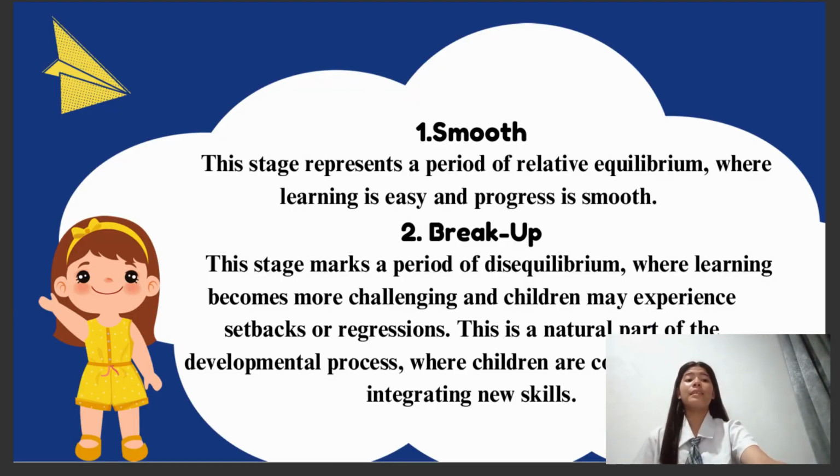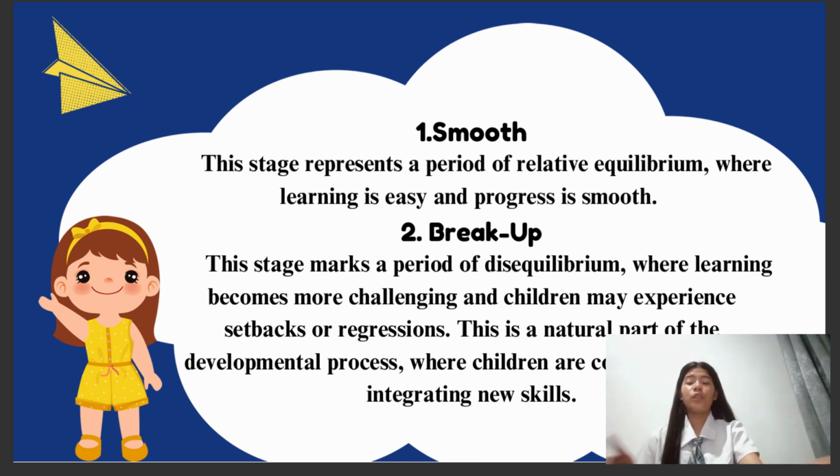First is smooth. Smooth is a stage that represents a period of relative equilibrium where learning and progress is smooth. From the word equilibrium, nababalance ng isang bata o children yung kanilang body actions o kanilang learnings. Smooth is a piece of stability that children is madaling makakuha o maka-access ng information on their surroundings, and also a stage that children is exposed their behaviors and learnings in their surroundings. That is the one that Gesell includes in cyclical development.